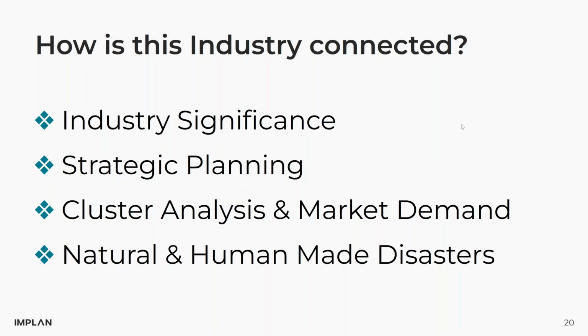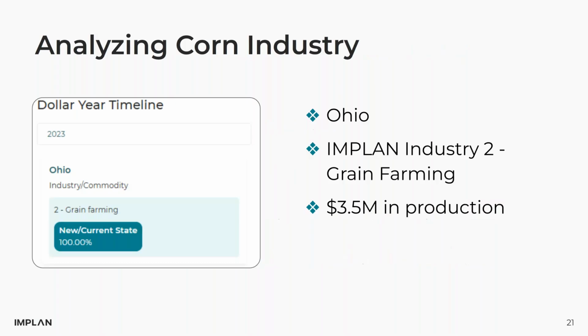So, being from Ohio, what did we want to take a look at? We're going to look at the corn industry. So I went ahead and grabbed Ohio, Industry 2 grain farming, and I want to look at 100% of grain farming in Ohio, and that's about $3.5 million in production.